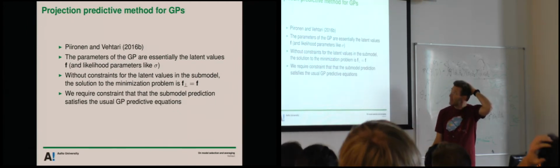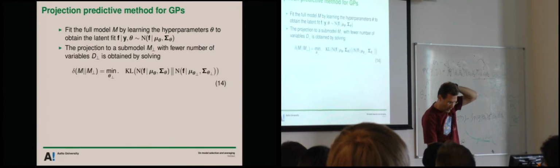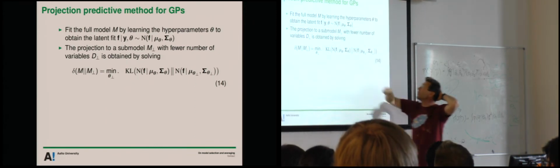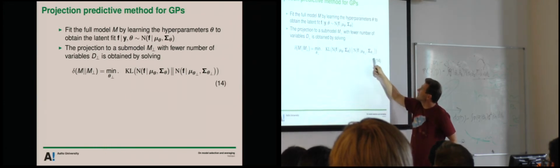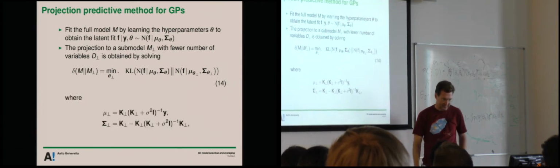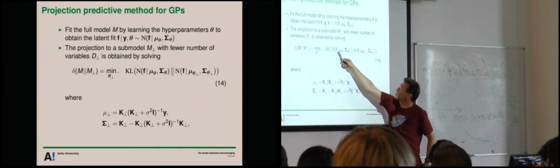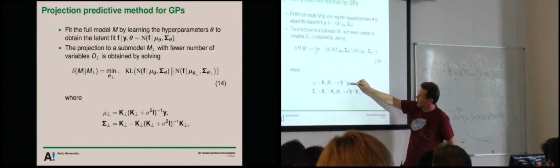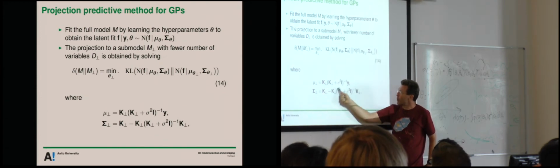And so we require the constraint that the submodel prediction satisfies the usual GP predictive equations. So we had first the full model, and we get the Gaussian distribution for the latent values. And now we want to then find the Gaussian with the constrained mu and sigma. So this is the predictive distribution from the full model, and this is the predictive distribution for the constrained one. We said that these have to be in the form of the prediction equations for the GP, and now we just have to choose the projected K.